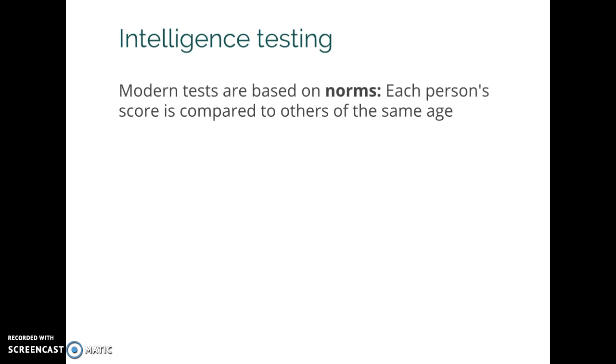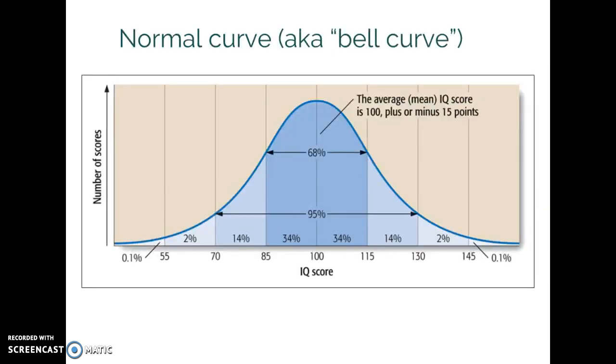And generally speaking, if you graph out the scores of a large number of people, what you're going to get is something called a normal curve. If you've ever heard of a bell curve, it is the exact same thing. But a normal curve looks like this.